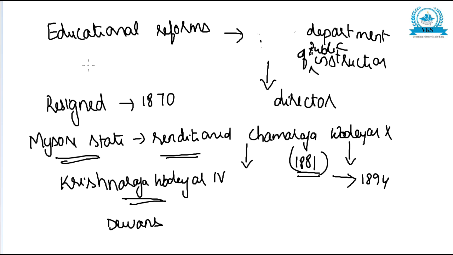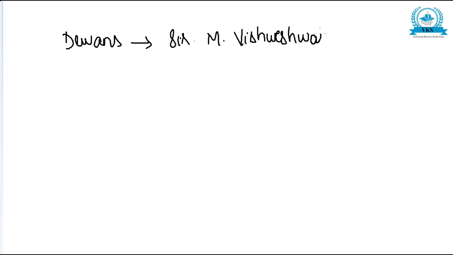So, when you see about Louis Bentham Bowring, educational reforms were introduced with the Department of Public Instruction, and this Department of Public Instruction was headed by a director. Bowring resigned in 1870, and the state was renditioned to Chamaraja Wodeyar 10 in 1881, who ruled till 1894. After that, he was succeeded by Krishnaraja Wodeyar 4, and during the rule of these two kings, Mysore state was served by great divans. Two of the great divans who served Mysore state during the rule of these two kings were: one divan was Sir M. Vishweshwaraiah, and another divan was Sir Mirza Ismail.